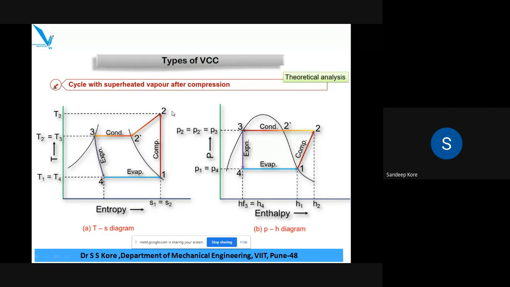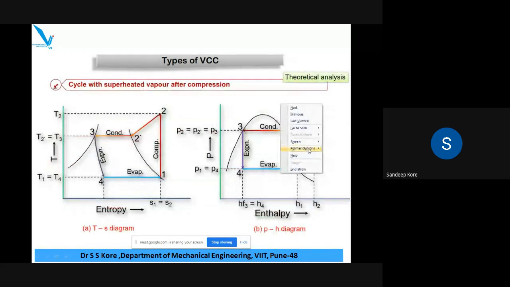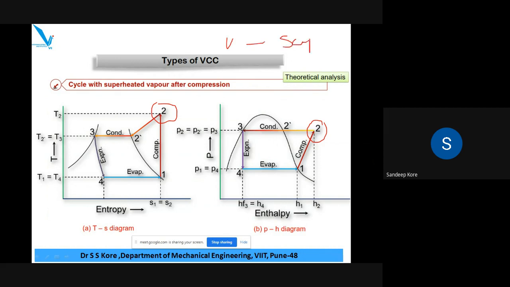Any doubt? Please ask me, because understanding is very important. So now we'll go to the second device, that is the condenser. It will start from point 2. Now the vapor is in the superheated region.